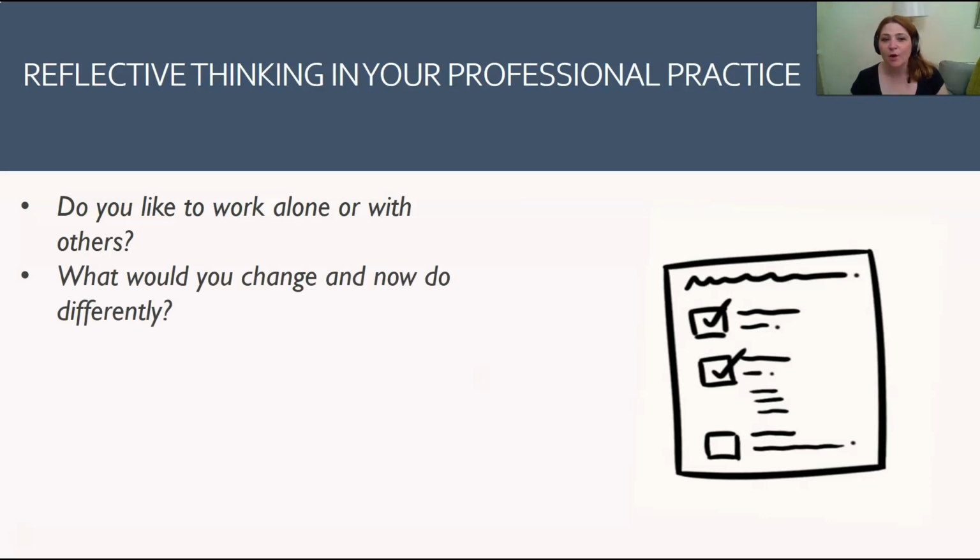You might want to think about what you would change and now do differently. How are your approaches to your work, your process, changing? Have they changed and why?